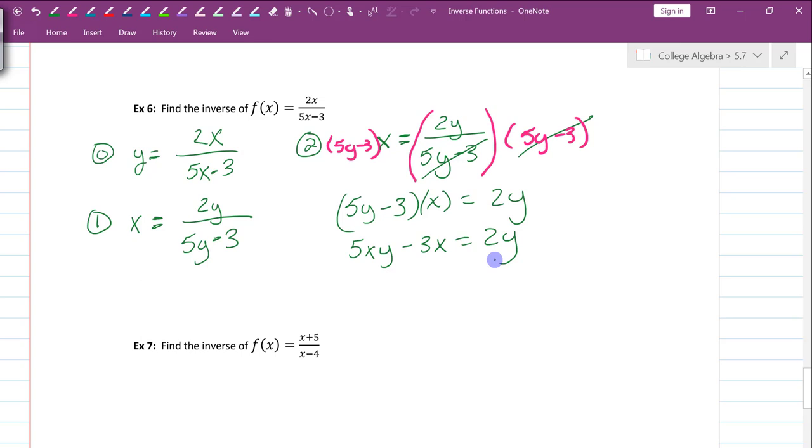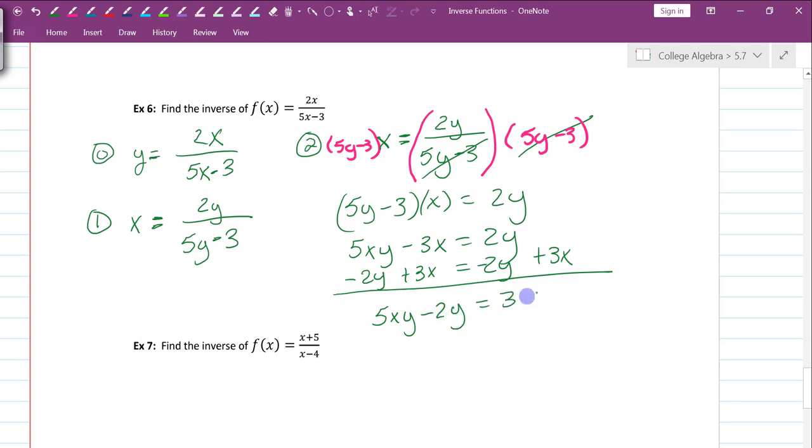Again, my objective is to solve for y, which means I want to get all my y's on one side and everything else on the other side of the equal sign. So I'm going to bring my 2y over here and my 3x over here. It means I'm going to add 3x to this side, and what I do to one side, I do to the other. I'm going to subtract 2y from this side and from this side, and add straight down. So I get 5xy minus 2y is equal to 3x.